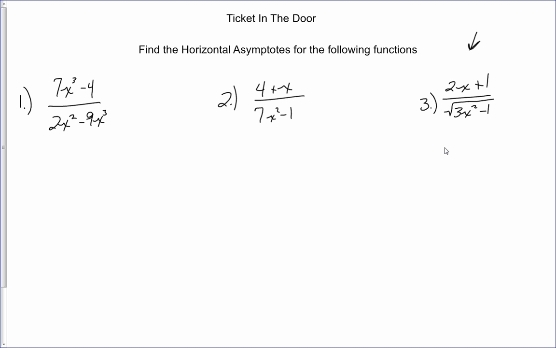So make sure you find the horizontal asymptotes for these 3 functions. Please don't use a graphing calculator and just graph them and estimate them and write them down. Actually do them out mathematically and tell me what the horizontal asymptotes for these 3 functions are. If you want to use a graphing calculator to check your work, you're more than welcome, but please don't use it to do your work. All right, see you tomorrow.